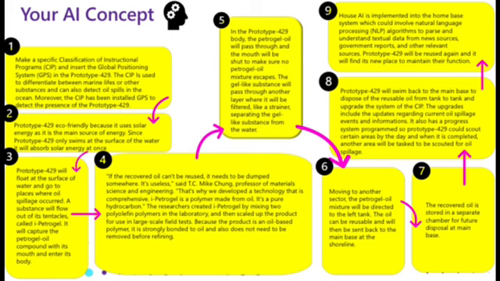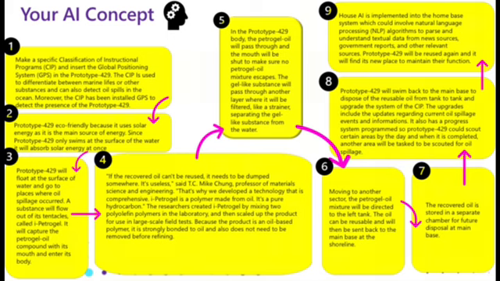The second one is Prototype 429 is eco-friendly because it uses solar energy as its main source of energy. Since Prototype 429 only swims at the surface of the water, it will absorb solar energy at once. The third one is Prototype 429 will float at the surface of water and go to places where oil spillage occurred. A substance will flow out of its tentacles called iPetrogel. It will capture the petrogel oil compound with its mouth and enter its body.